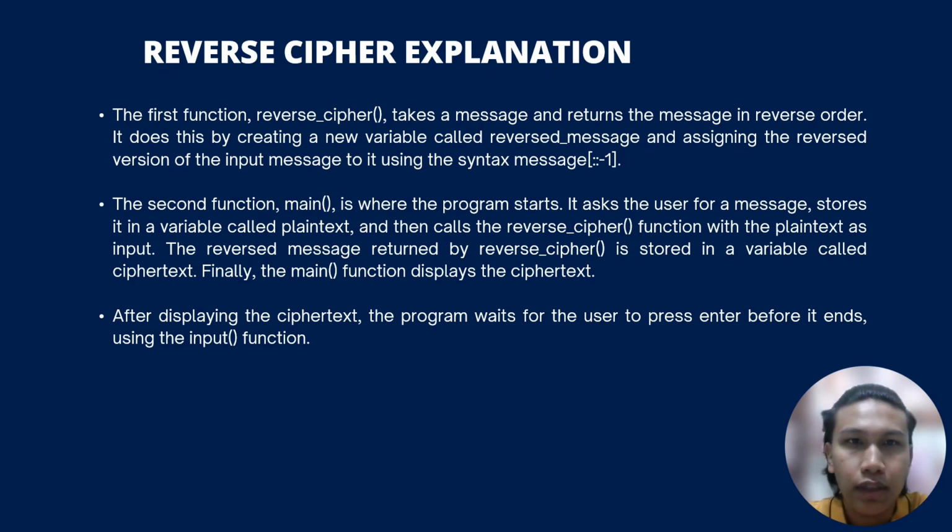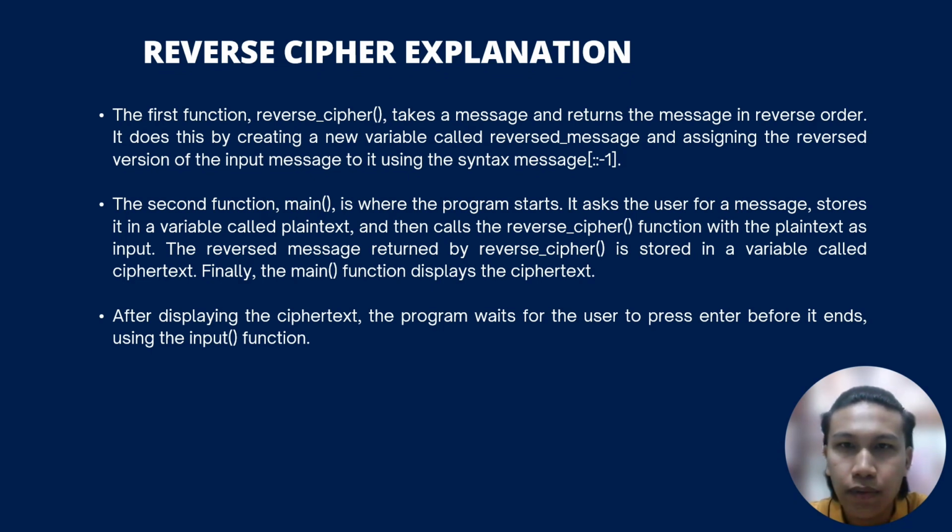So the first function, reverse cipher, takes a message and returns the message in reverse order. It does this by creating a new variable called reverse message and assigning the reverse version of the input message to it using slicing syntax. Next, the second function, which is main with parenthesis symbol, is where the program starts.